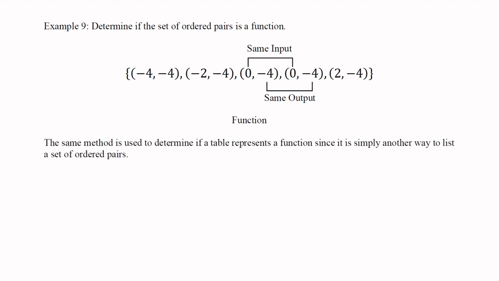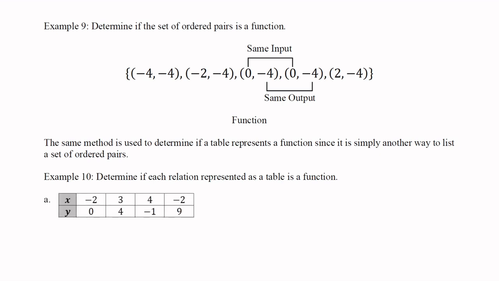The same method is used to determine if a table represents a function, since it is simply another way to list a set of ordered pairs. So in this example, we're going to determine if each relation represented is a function. We're going to first look at A here. Look at all your x values. We have -2, which repeats. So we look at the y values. One -2 has a 0, the other -2 has a 9. So since we have the same x value with different y values, it is not a function.